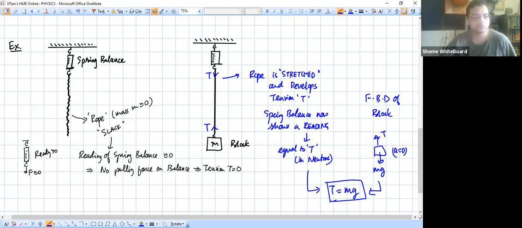There is no normal force, na, because there's no surface of contact. The block is not lying on any surface. It's just vertically suspended. Ayush, normal force will exist, na, only when there is contact between two surfaces.